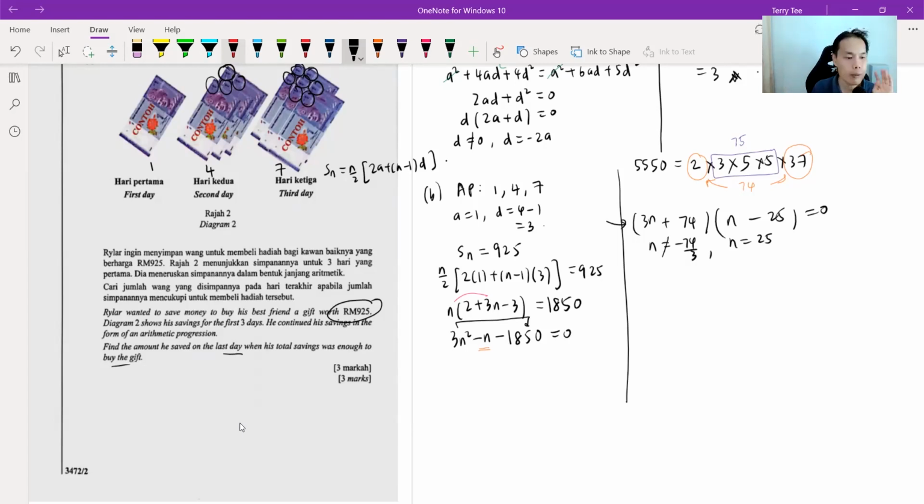But we are not done yet. What are we finding? We're finding the amount he saved on the last day. We're finding T25. And your T25 is a plus (n minus 1)d, with d still 3. So this will be 24 times 3, 72, plus 1, which is 73. You can put the RM here, 73 ringgit, right? So you keep saving 1 ringgit, 4 ringgit, 7 ringgit, and keep adding until the last day, on the 25th day, it is 73 ringgit. Yes, he has a total amount of 925 ringgit, and he can buy his friend a gift.